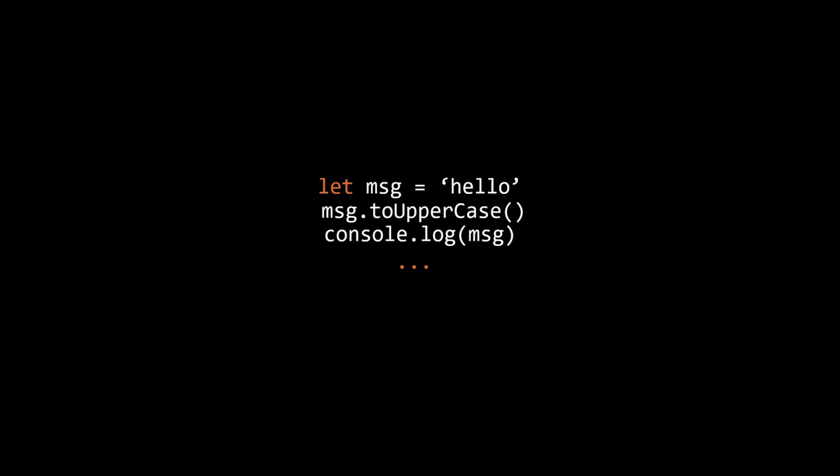From our previous code snippet, if we wanted to get the desired result of uppercasing the word hello, we will need to reassign the message variable like this.